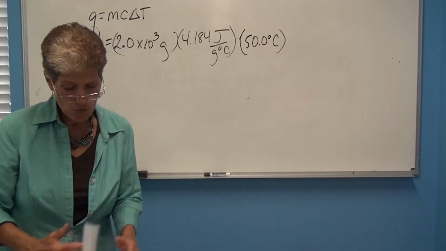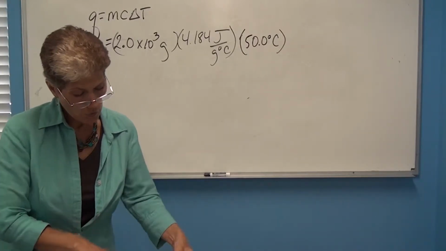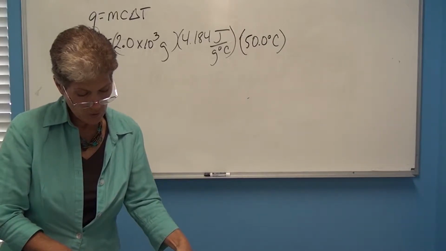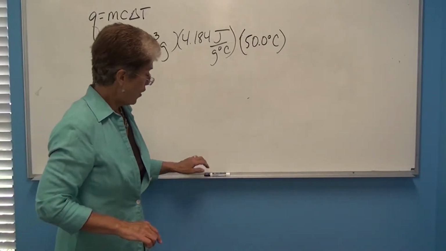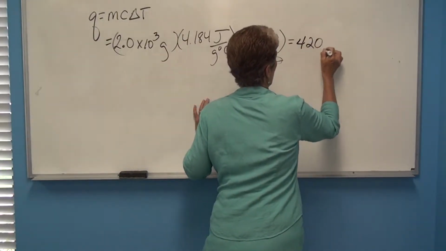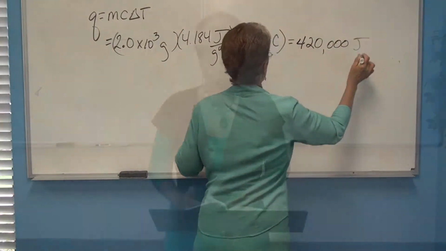And so your answer is 420,000 joules. Okay, number 7. The answer is 994 degrees Celsius, 994 degrees Celsius.